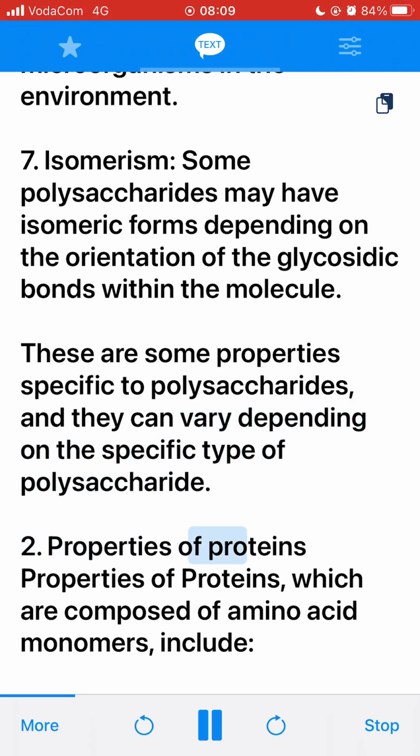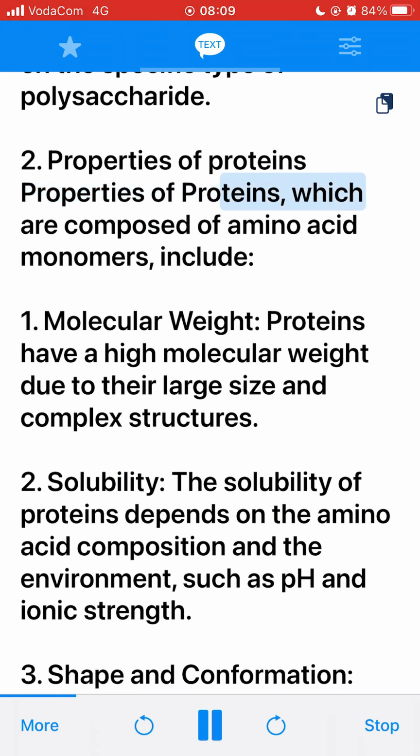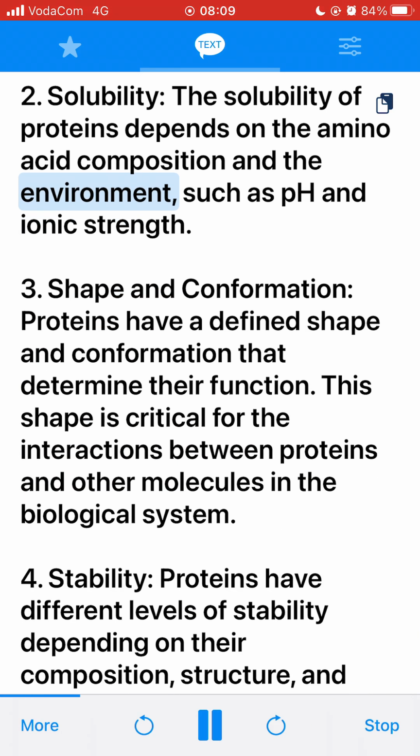2. Properties of proteins. Properties of proteins, which are composed of amino acid monomers, include: 1. Molecular weight. Proteins have a high molecular weight due to their large size and complex structures. 2. Solubility. The solubility of proteins depends on the amino acid composition and the environment, such as pH and ionic strength. 3. Shape and conformation. Proteins have a defined shape and conformation that determine their function. This shape is critical for the interactions between proteins and other molecules in the biological system.